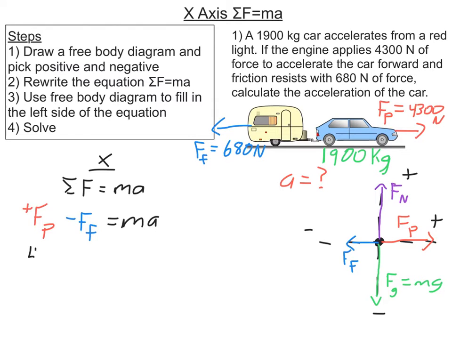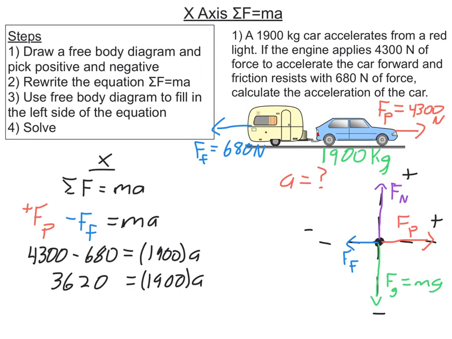FP is 4,300. And I know what the force of friction is. The problem tells me it's 680. That's going to equal the mass on the other side, just filling in the equation with numbers. The mass was 1,900, and that's times the acceleration, a, which is what I'm looking for.